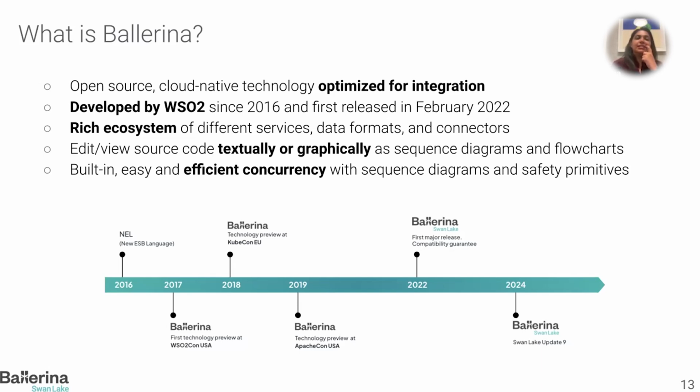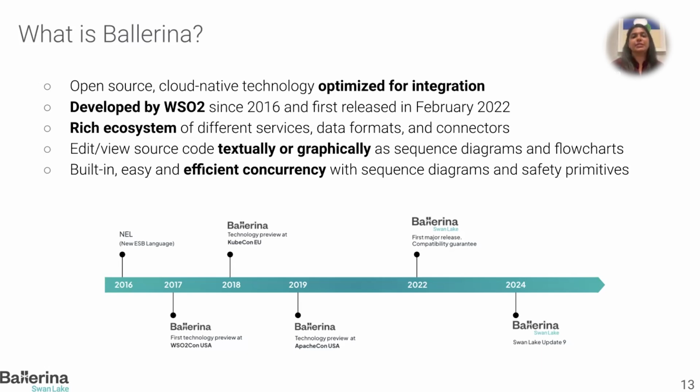The discussions, the prototyping, the compiler development, everything started around 2016. And we released the first major version, which we call Ballerina Swan Lake, in February 2022. It was initially developed by WSO2, but we have a huge open source community around us who are contributing, using it freely, as well as helping out with the Ballerina community.